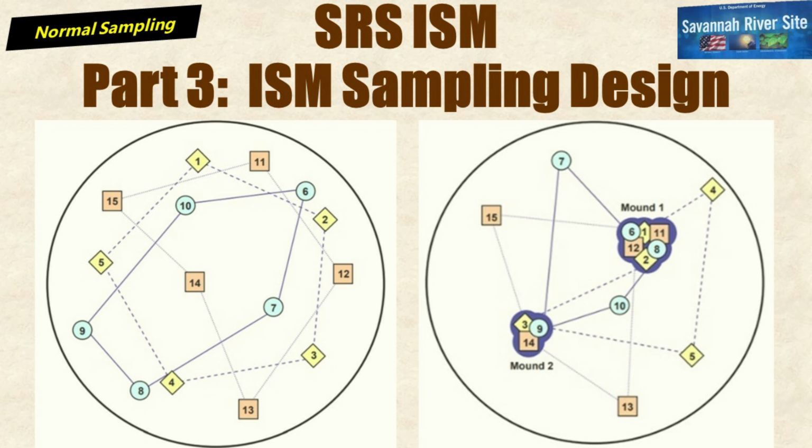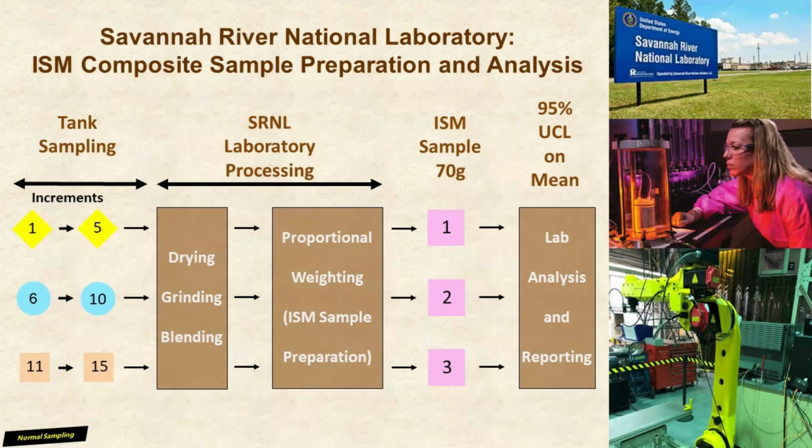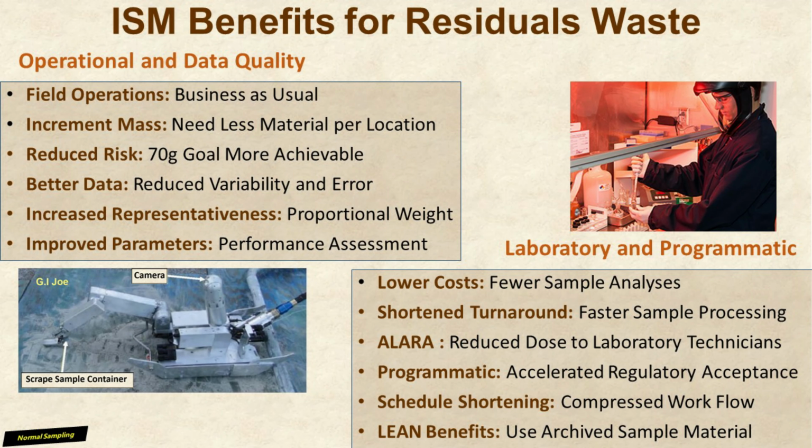Welcome to Part 3 of the normal sampling series on incremental sampling for radioactive waste. This segment presents two main topics, starting with the ISM Sampling Design. I'll discuss two conceptual tank models and show how SRS implements them today. We'll also examine the details of the Fundamental Error Management Plan and how the Savannah River National Laboratory interfaces with the ISM sampling program. Finally, we'll recap the videos and detail the benefits derived from ISM.